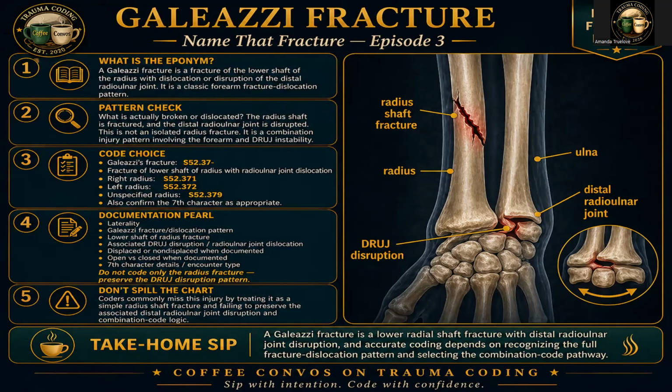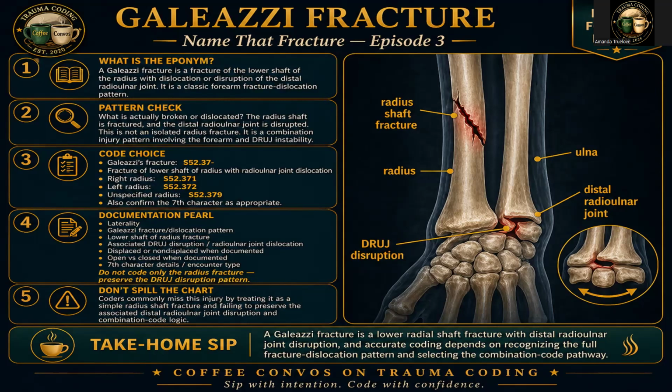And when that happens, you want to make sure that as a coding professional for trauma, you are not only capturing the radius fracture and then missing that distal forearm joint disruption. So the injury, if you do that, is going to be underrepresented. Well, how do we know what to assign? When should we assign just that radius fracture versus this Galeazzi?